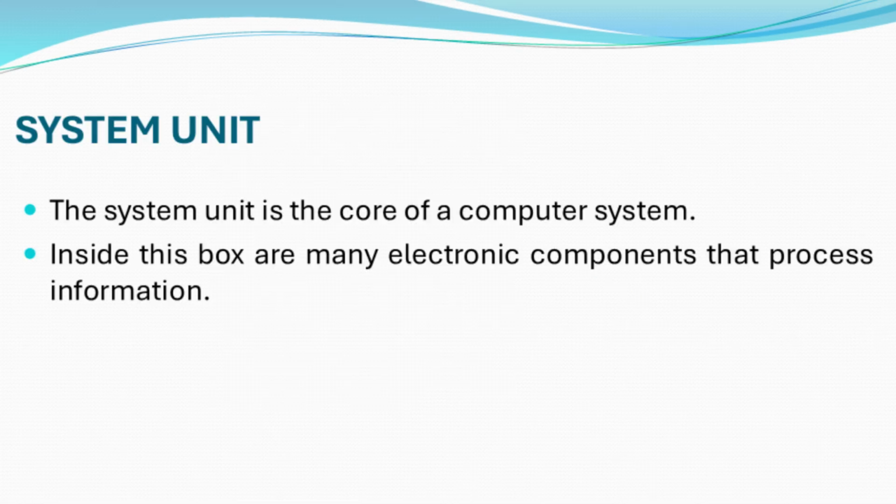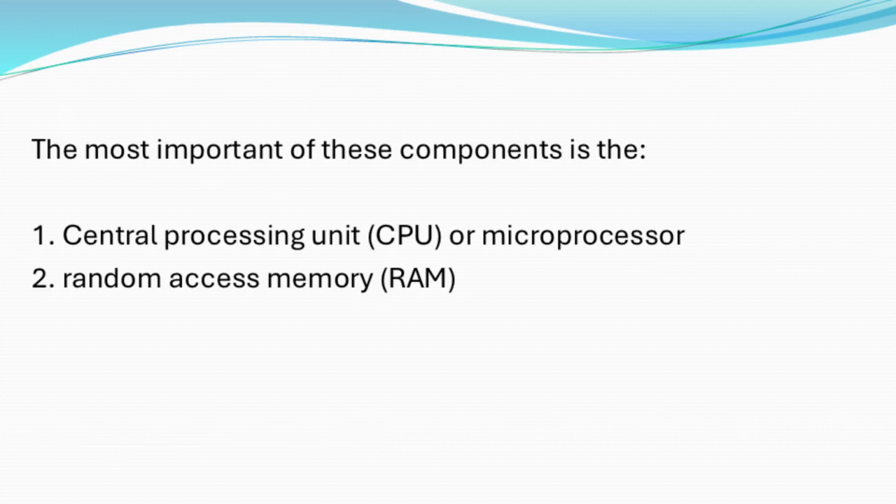System unit. The system unit is the core of a computer system. Usually it's a rectangular box placed on or underneath your desk. Inside this box are many electronic components that process information. The most important of these components is the Central Processing Unit, CPU, or microprocessor, which acts as the brain of your computer.